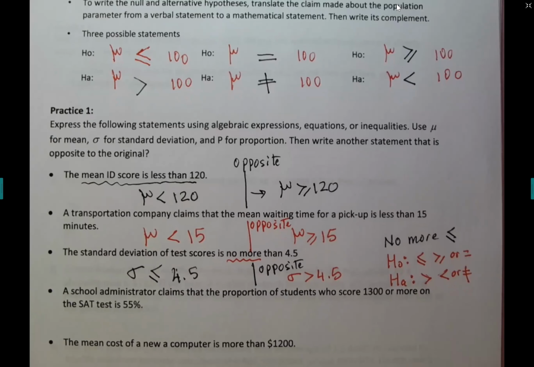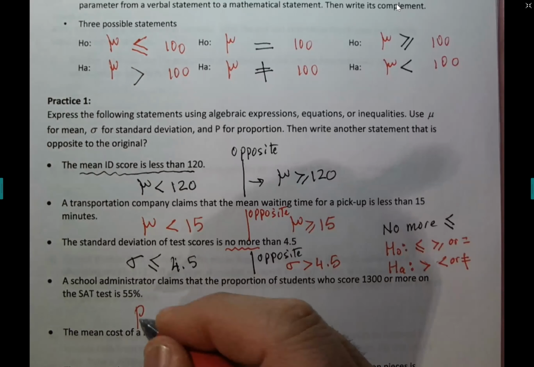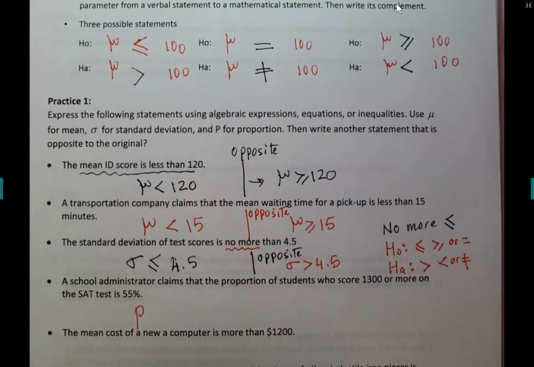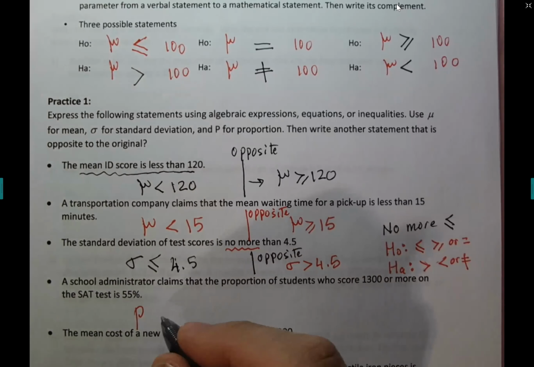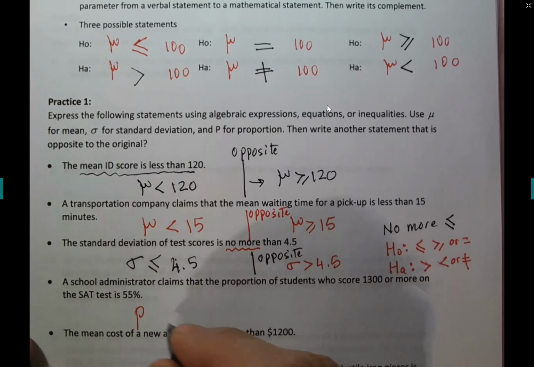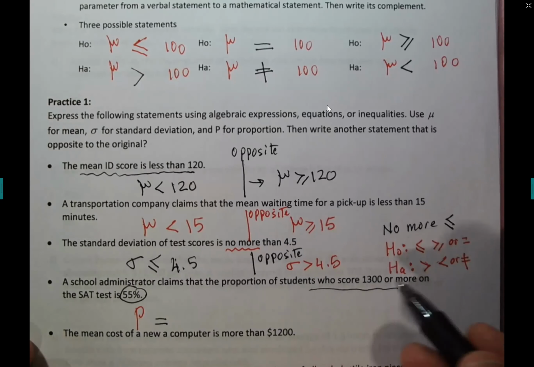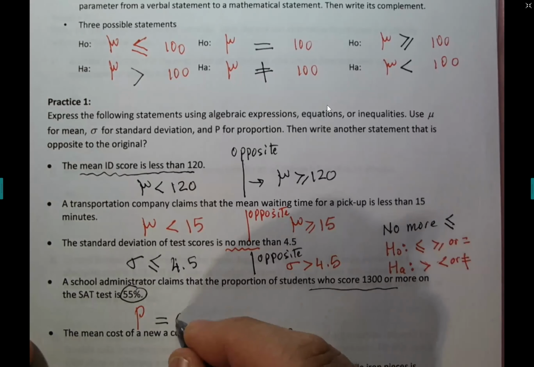Next one. A school administrator claims that the proportion of students who score 1300 or more on the SAT is 55%. Proportion, guys, we use the letter P, as you notice here. He says use P for proportion. Okay, what would be the statement here? He claims that the proportion is the 55%. Let me see what we have in the chat. It says is 55%. Equal, exactly. All I need to worry about is the 55% because that's a percent. This is just talking about people who score 1300 or more. So equal 55%, you can do it 0.55.